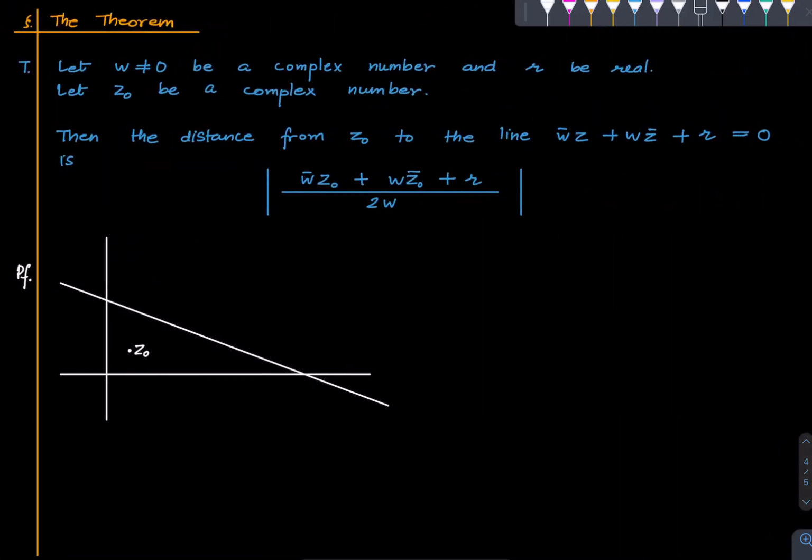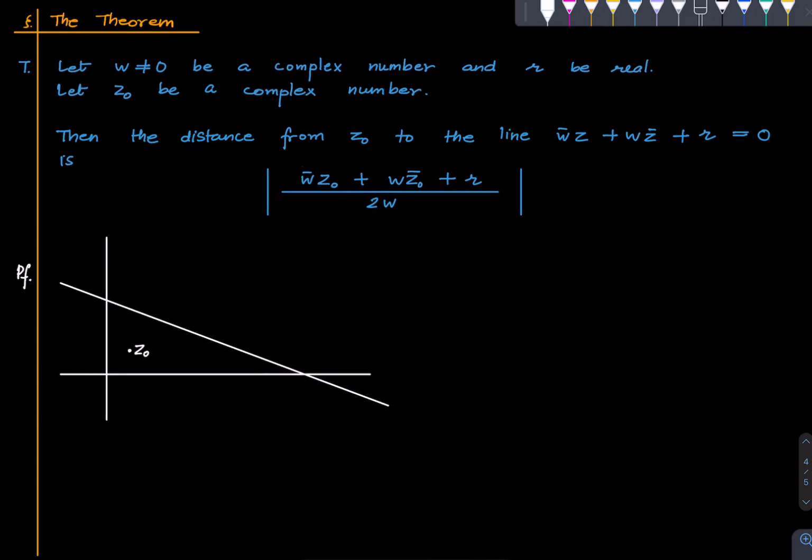And now let us find the formula for the distance from a given line to a general point, not necessarily the origin. Again, w is a non-zero complex number and r is a real number, and we have fixed a point z0 in the complex plane. Then the distance from z0 to the given line, which comes from w and r, is this number. It's the magnitude of this particular complex number.